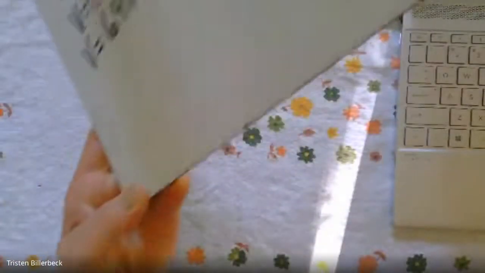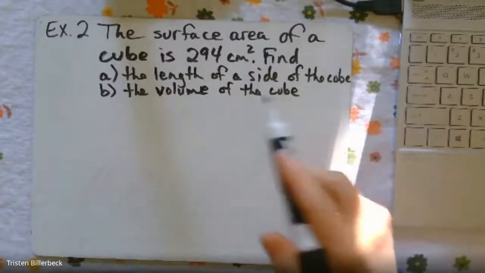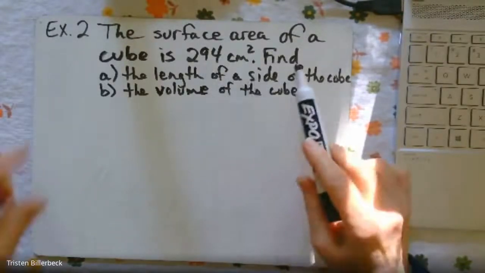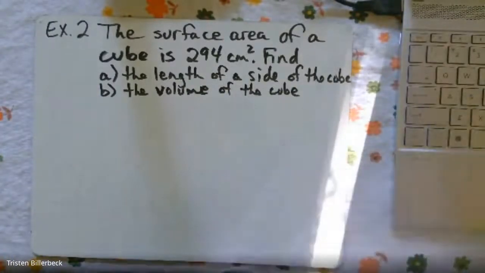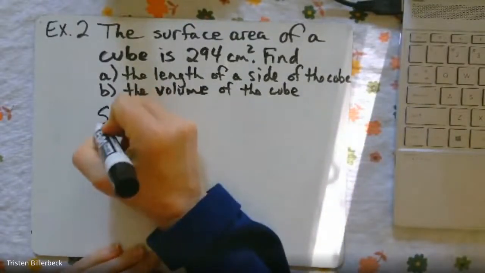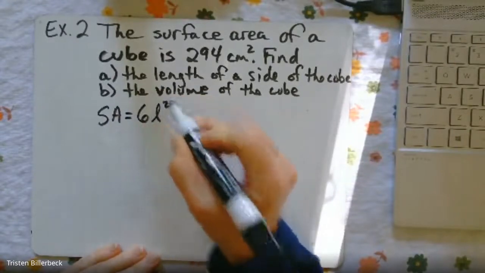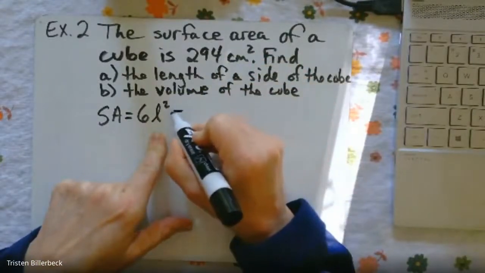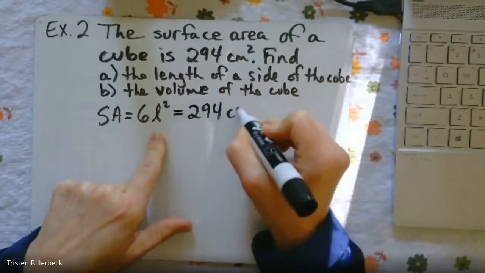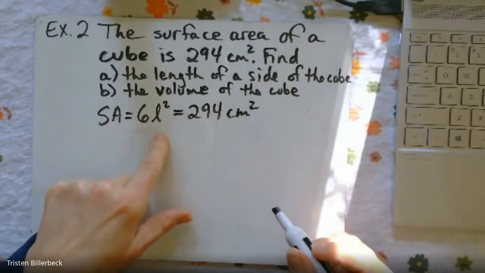So let's look at example two. In example two, we have the surface area of a cube now, and we need to find the length of the side of the cube. We know from the previous example that for a cube, the surface area is 6 times L squared. We also know that the surface area is 294 centimeters squared. Now, how do we get that 6 away from the L squared?